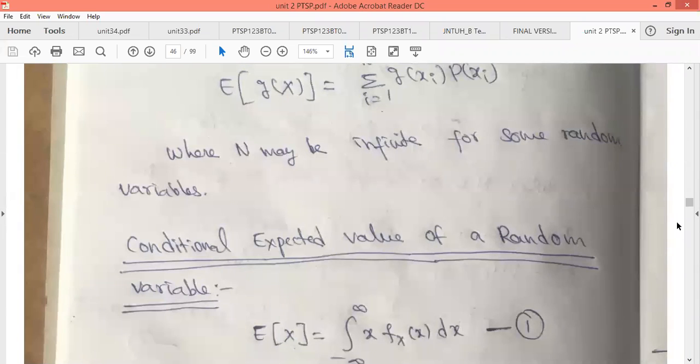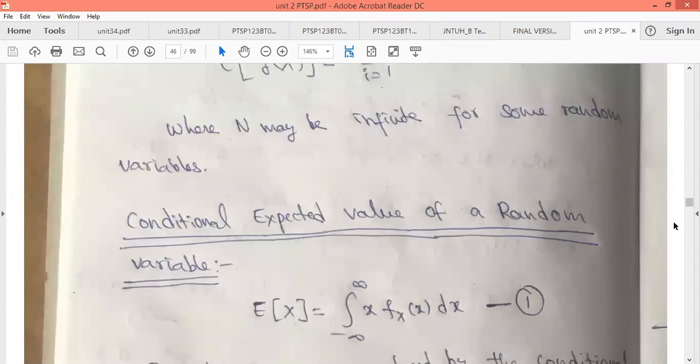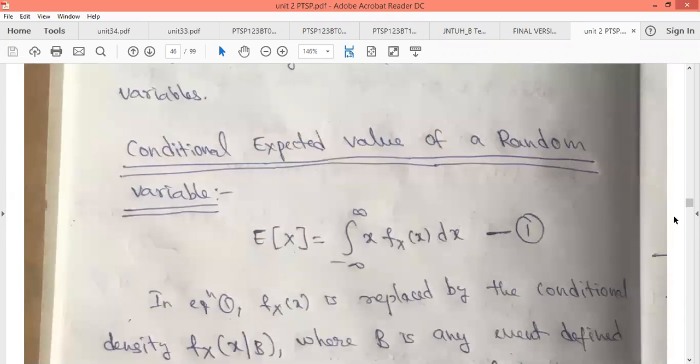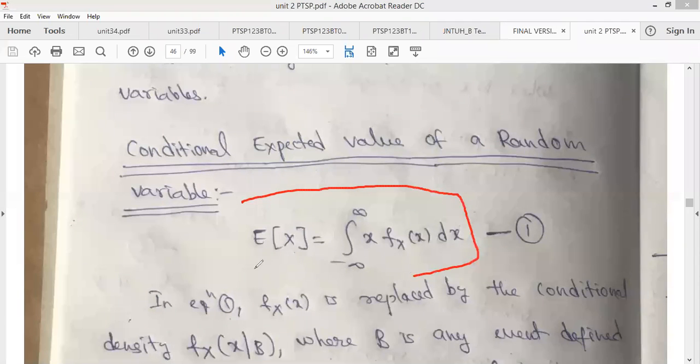Okay, now we'll discuss how the conditional expected value of a random variable can be obtained. We have discussed what the expected value of a continuous random variable is. It is given as E of X is equal to the integral from minus infinity to plus infinity of x fX of x dx. So this is the expected value of a continuous random variable.